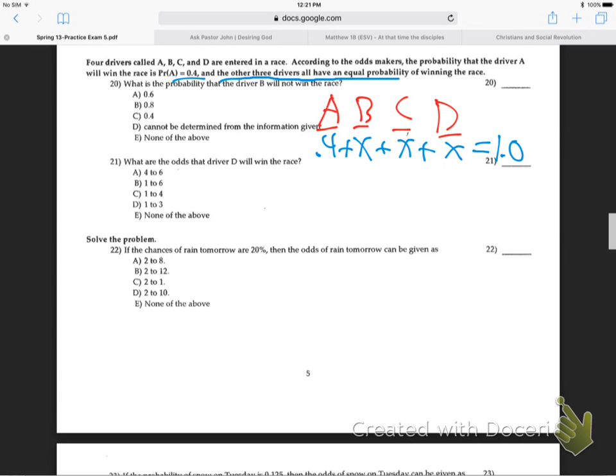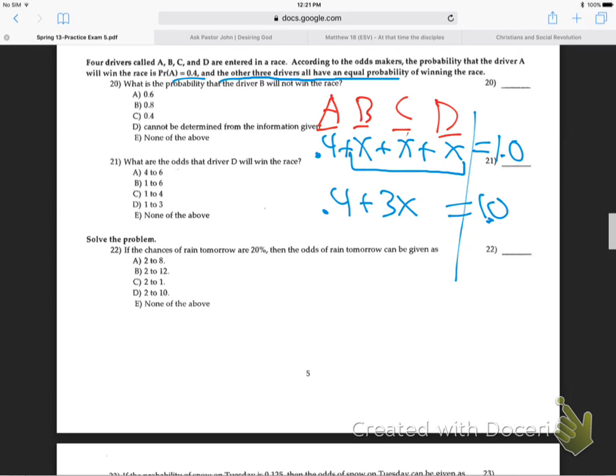Somebody's going to win that race, right? It's either going to be A, B, C, or D. So all their probabilities have to add up to 100%. So then I got to solve for X. Remember a little bit of algebra. What is X plus X plus X? 3X. And this is 1.0 over here.